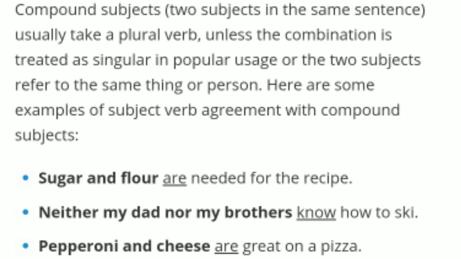On the second example: neither my dad nor my brothers know how to ski. The subjects are my dad and my brothers. As you can see, my dad is only one subject, but the word brothers means there is more than one brother. And on the third example: pepperoni and cheese are great on pizza. It's the same as the first example.